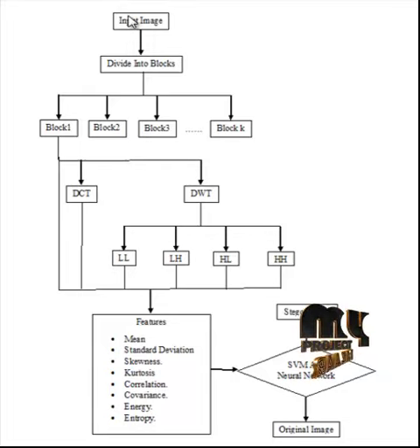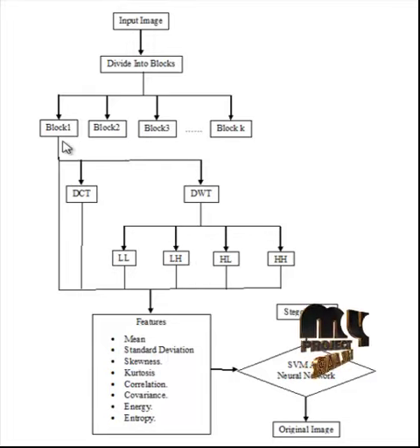Let me see the flow of the process. The input image is obtained. It may be a normal or stego image. The image is divided into blocks. Here we are dividing the images into 8 cross 8 blocks. For each block, DCT is obtained, DWT is obtained, and the original blocks were used as they are. The DWT coefficients low low, low high, high low and high high were taken. The blocks were directly used for the extraction of the features.